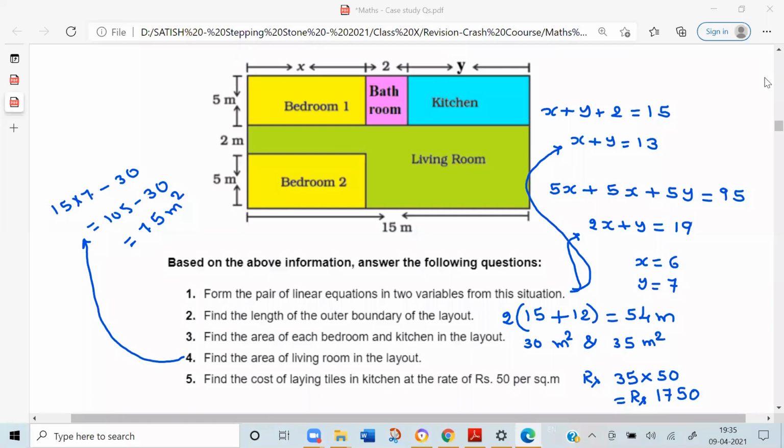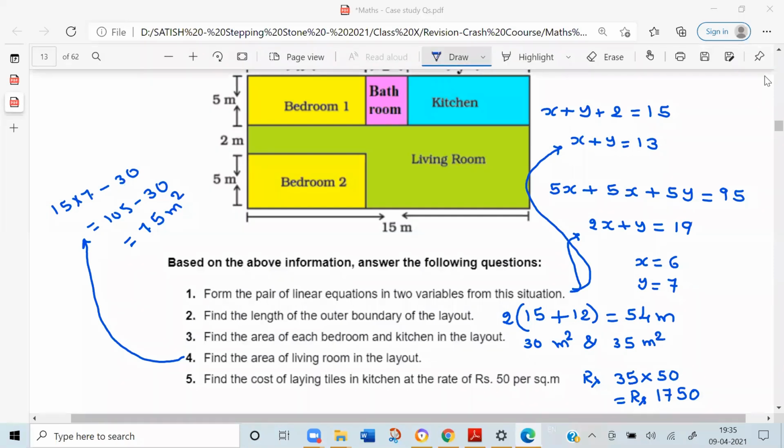So here, the pair of linear equations in two variables from this figure, you will get one equation as x plus y plus 2 equal to 15. And another equation is 5x plus 5y equal to 95, because two bedrooms area and one kitchen area combinedly given as 95 square meters. Now, when you solve these two equations, you'll get x equal to 6 and y equal to 7.